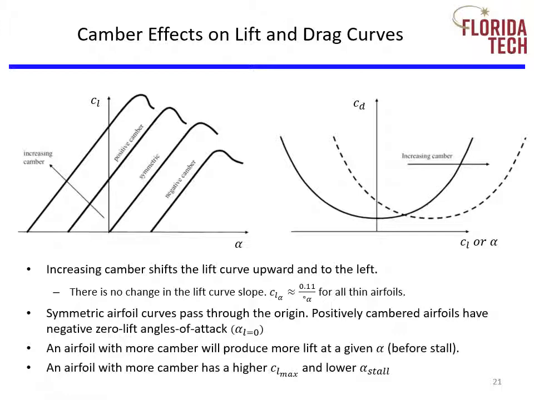An airfoil with more camber will produce more lift at a given alpha before stall. An airfoil with more camber has a slightly higher CL max and a lower alpha stall.